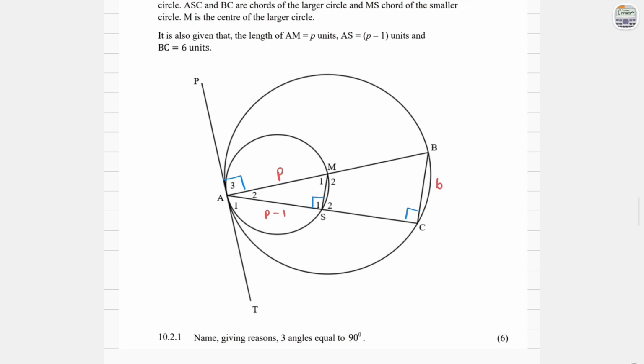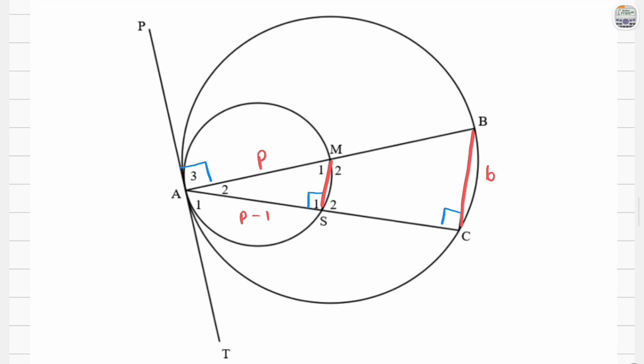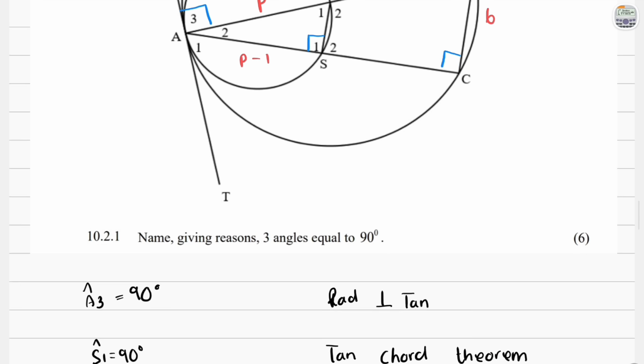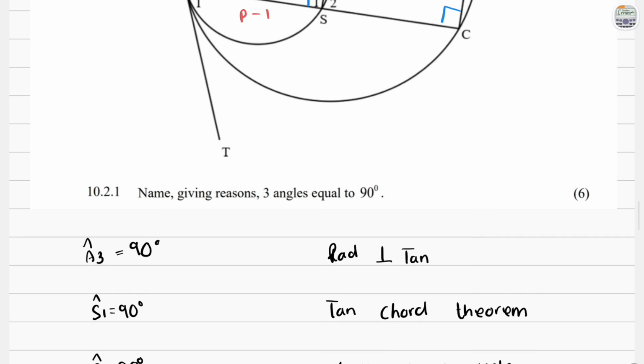Question 10.2.2 says, give a reason why MS is parallel to BC. So why is MS, this line over here, parallel to BC? The minute we start speaking about parallel lines, you can focus on angles first. Do you see that we have angle C and angle S1 being equal? So that creates corresponding angles. So they are parallel because we can see that the corresponding angles are equal.